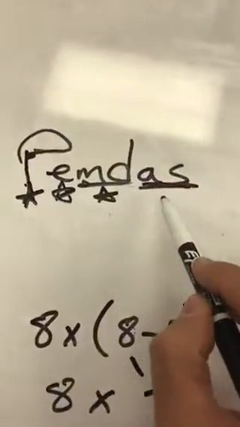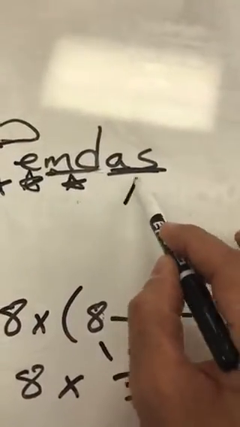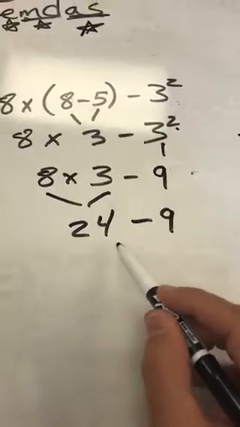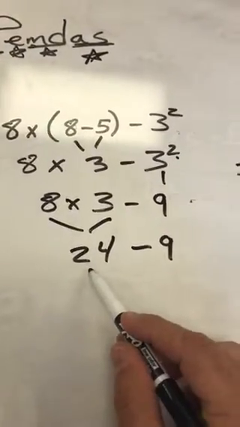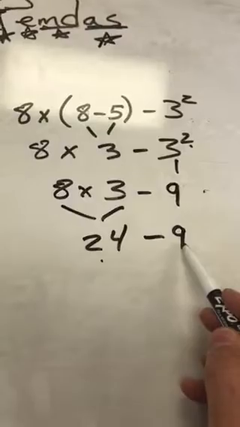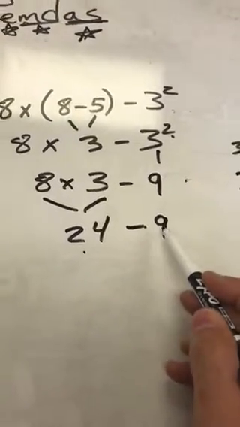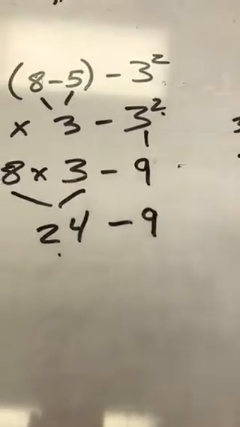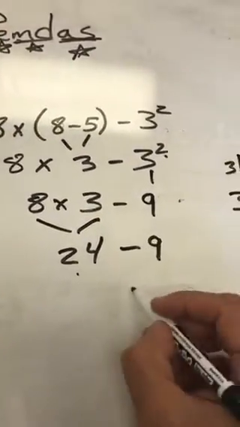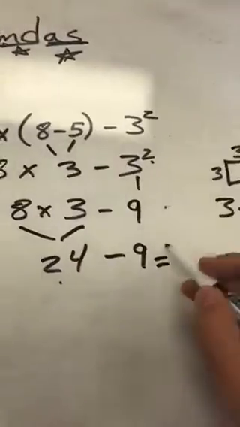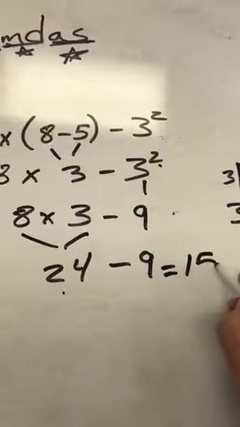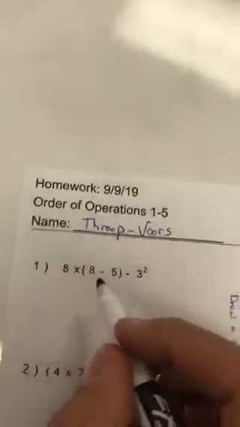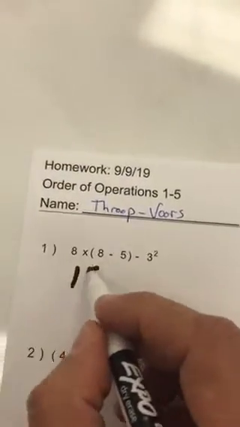The last part of PEMDAS, the last part of order of operations, is addition and subtraction. And this is what I have left here, 24 minus 9. Of course, I know that 24 minus 9, if I count up to 10, that's going to be 1 plus 10 more is going to be up to 20, and then 4 more, so that's going to give me 15 if you count up from 9 to 24, which tells me that 24 minus 9 is 15. And so my answer here for problem number 1 is 15.